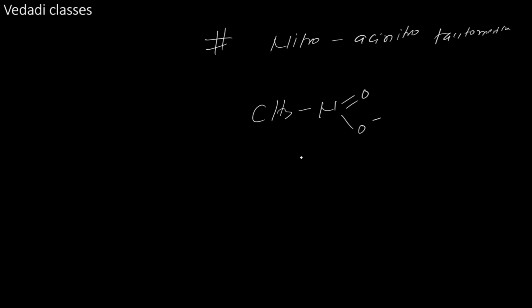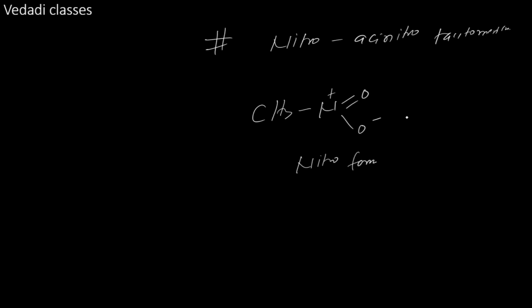This is the nitro tautomerism, in which primary and secondary nitroalkanes having alpha hydrogen show this type of tautomerism. Have a look here. CH3, N double bond O, and O minus. This is the nitro form. The nitro form develops a plus charge.